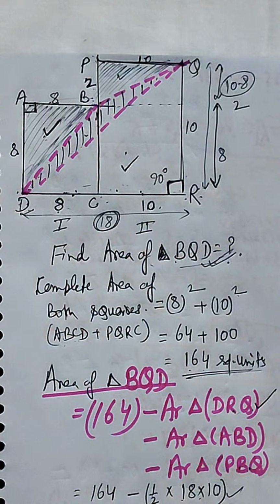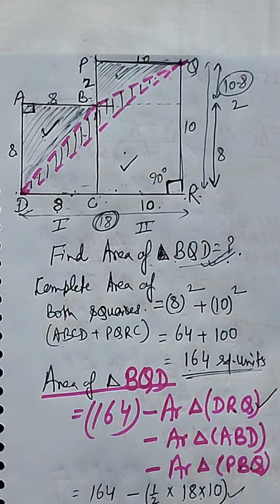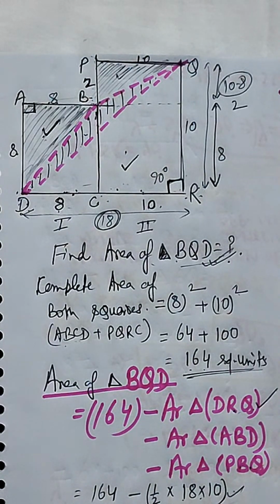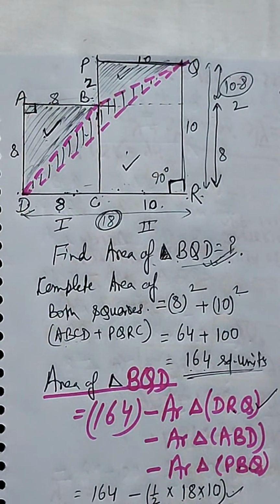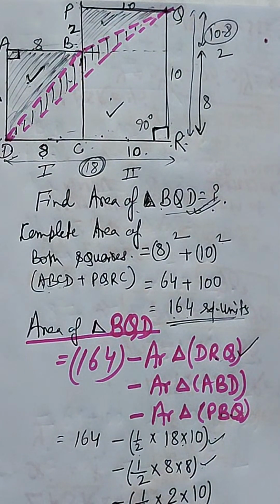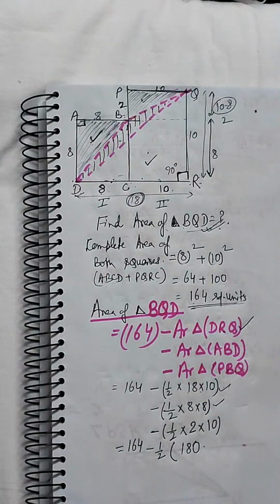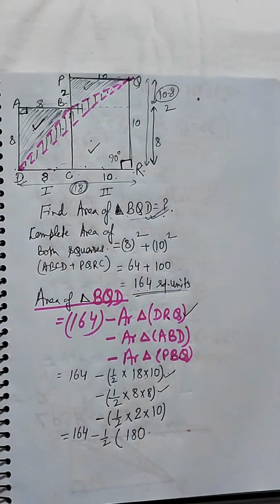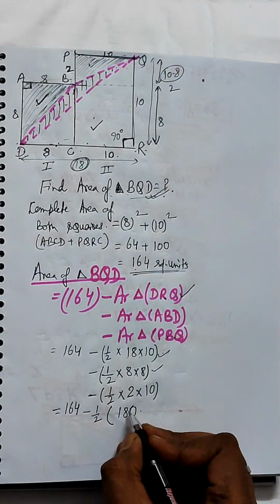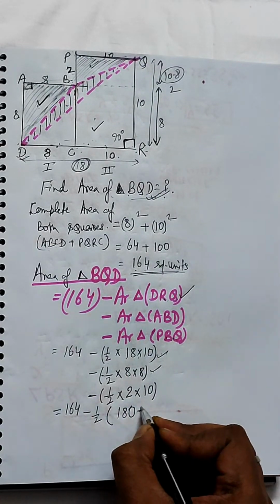So we have come up with the figures which need to be found. So 164 will be the same. Just take 1 by 2 common from all these three. So in the bracket we are left with 18 into 10, which is 180. Now 8 into 8, what's that? Let me squeeze it a little. Just a second. Yeah, I think it's visible now. So 18 into 10 is 180 and 8 into 8 is 64.